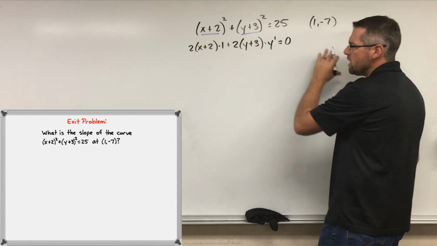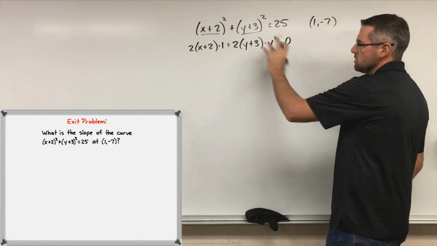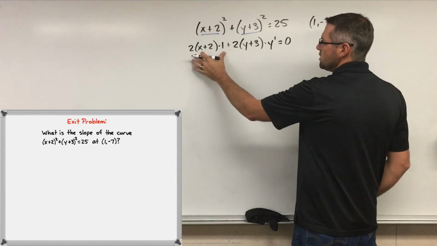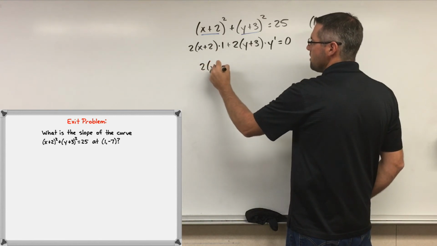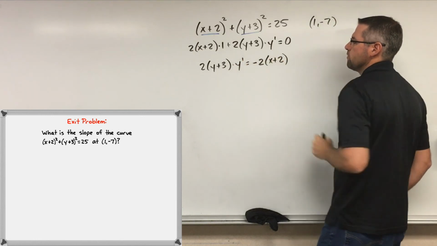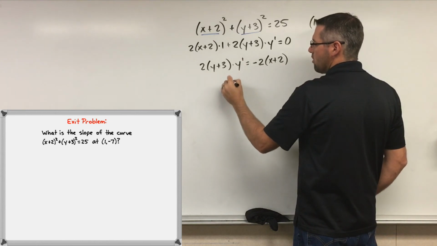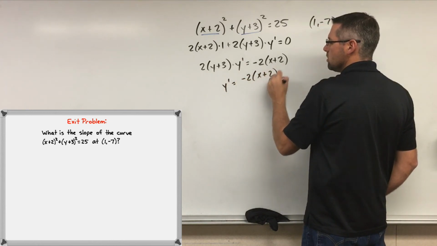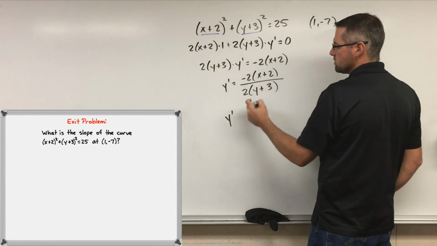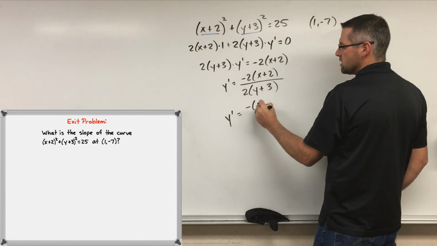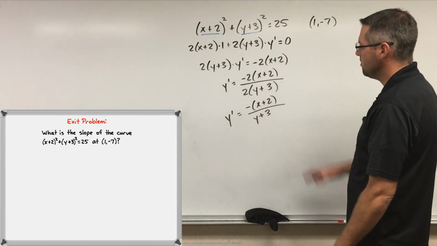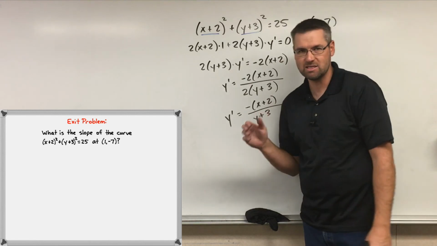Now, we can go through a long process of distributing and all that stuff. That's just going to be a mess. y prime is pretty simple to solve. We can just subtract this over to the other side, so we end up with 2 times (y + 3) times y prime equals negative 2 times (x + 2). And then we can divide all of this, so we get y prime equals negative 2 times (x + 2) over 2 times (y + 3). We can see that those 2's reduce on the outside there, so we end up with negative (x + 2) over (y + 3). If you wanted to, you could distribute the negative in, but that's not what the question was asking for. It did not say what is y prime.